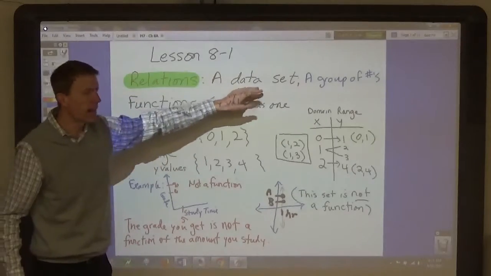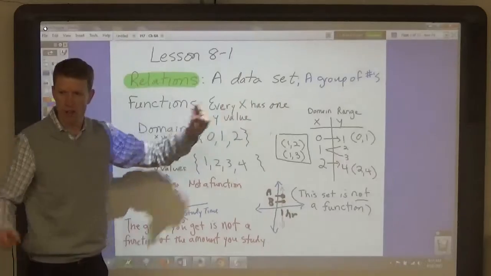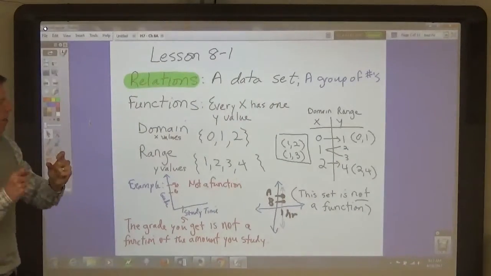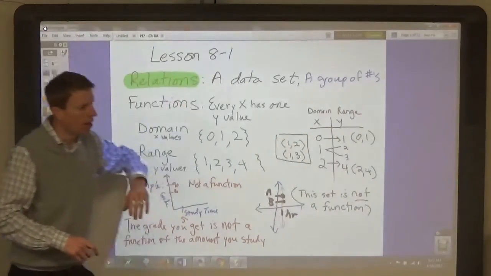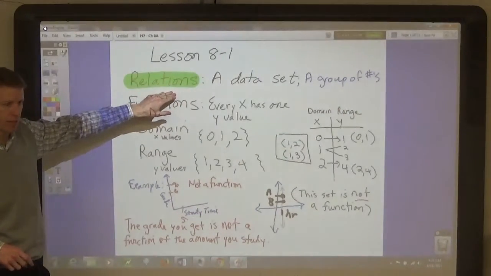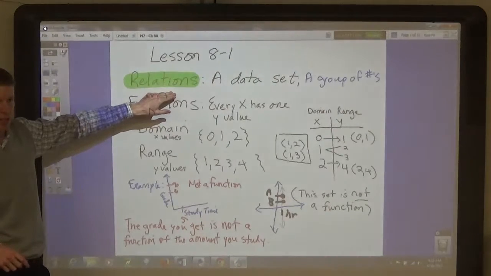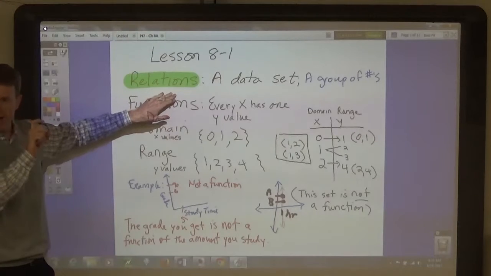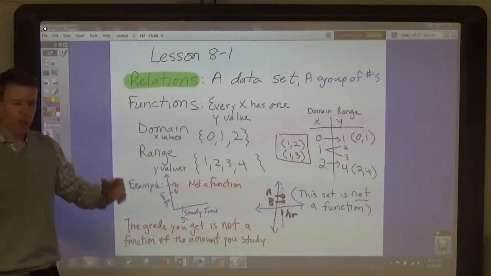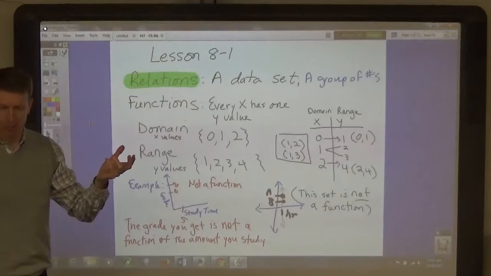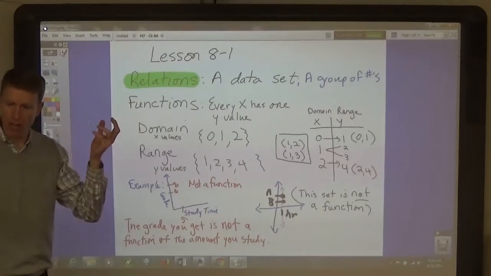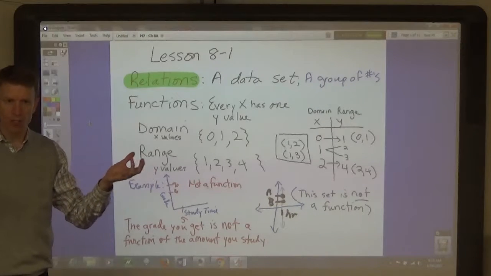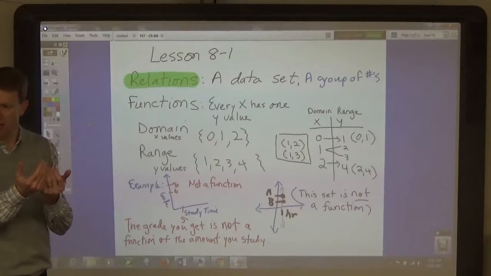A chart or a data set, there are two numbers that go together, or a group of numbers that go together in some way. That's called a relation. Okay? A relation. Those two numbers are related in some way. Examples of those are like inches and feet. If you know how many feet you have, you can figure out how many inches that is. And those numbers are always related in that way.